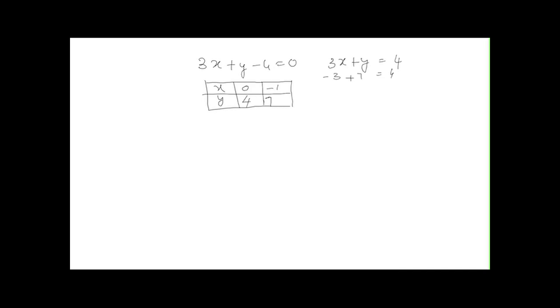Correct. So two values are enough. Then we draw the x-axis and y-axis. So 0, 4. This is 0, 4. And -1, 7. So join. This is the graph of 3x plus y minus 4 equal to 0.